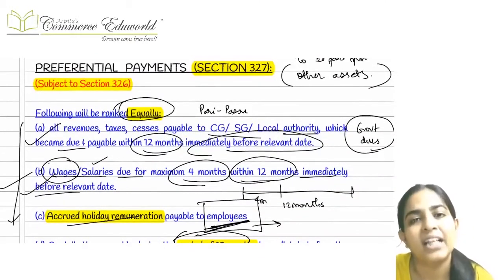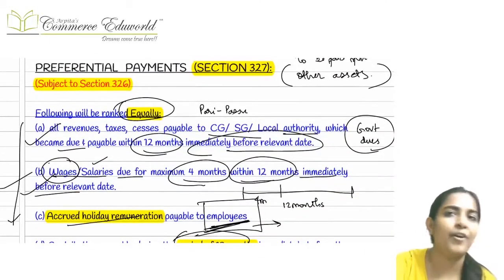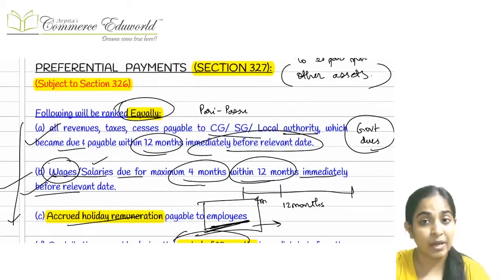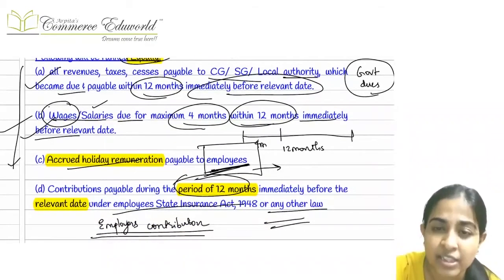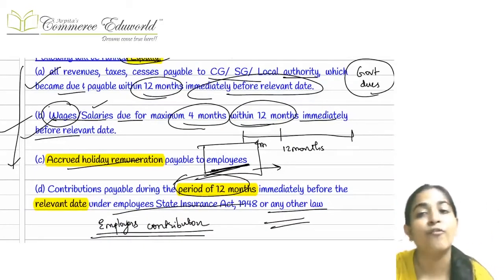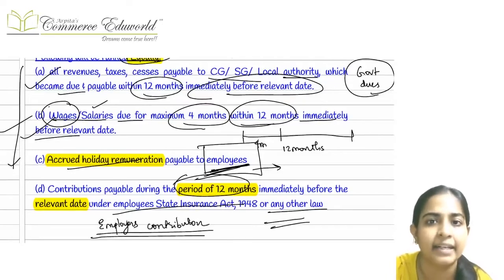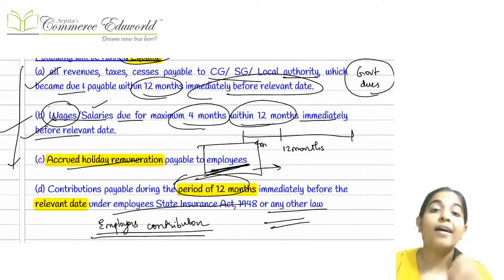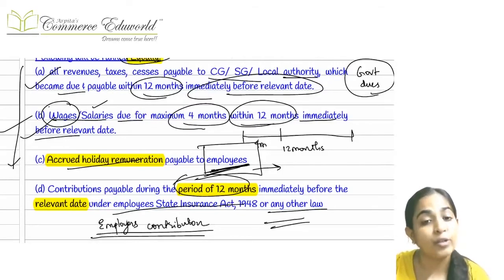Okay, after that comes section number 327, where we are going to do some preferential payment. That is, we are going to pay the government taxes for the last 12 months. We are going to pay the wages or the salaries for the last 12 months, and out of that also we are going to pay only for the 4 months in preference, in priority. Okay, then we are going to pay the accrued holiday remuneration to the employees. Earlier we paid to the workmen, now we are going to pay to the employees.